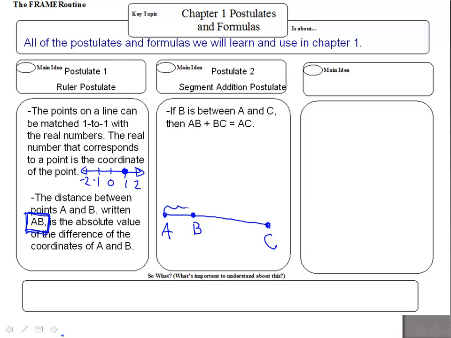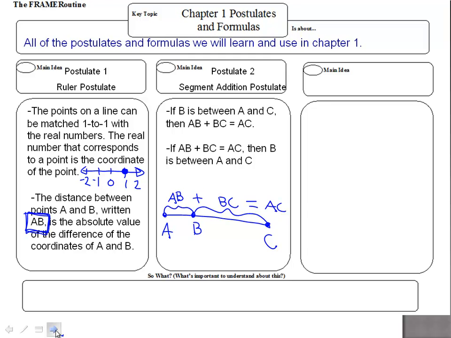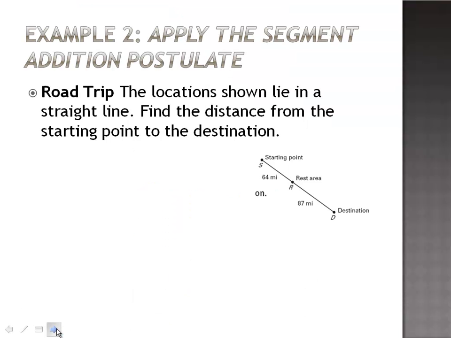So it makes sense. Here's the distance AB. This would be the distance BC. And doesn't it make sense that AB plus BC would equal AC? Just kind of common sense. The next piece says if AB plus BC equals AC, then you know B is between A and C. If we know that this distance plus this distance equals this distance, then B must be between A and C.